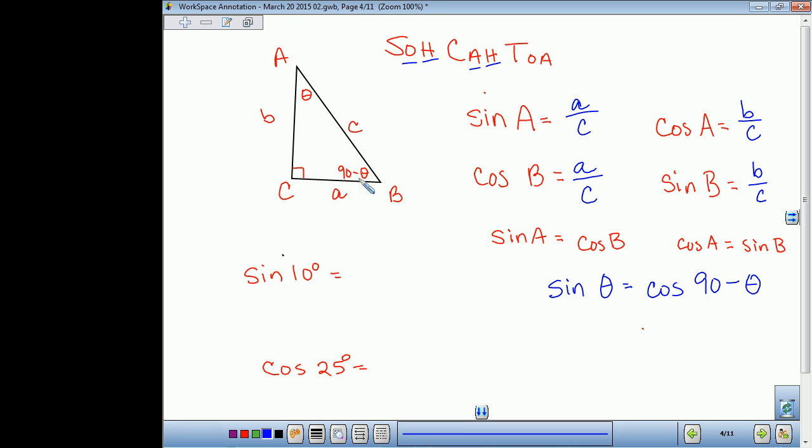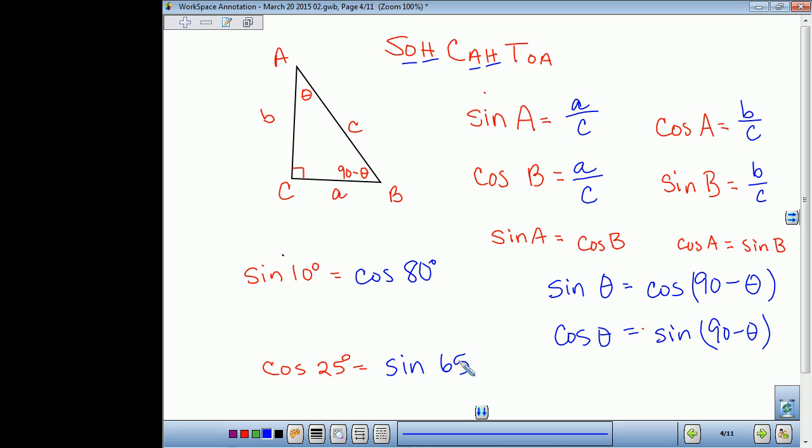See, if this is theta, this is 90 minus theta. So the sine of any angle is equal to the cosine of its complement. And vice versa. The cosine of any angle is equivalent to the sine of its complement. Okay, so sine of 10 is equal to cosine of, what is the complement of 10? 80. Cosine of 25 is equal to sine of, what is the complement of 25? 65.